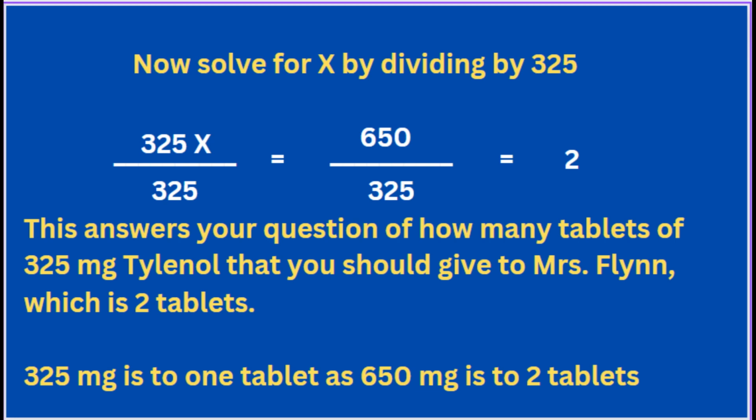So you have 325x divided by 325 equals x. And then you have 650 divided by 325, and that equals 2. So now you have x equals 2. And this answers your question of how many tablets of 325 milligram Tylenol you should give to Mrs. Flynn, which is 2 tablets. So 325 milligrams is to 1 tablet, as 650 milligrams is to 2 tablets.